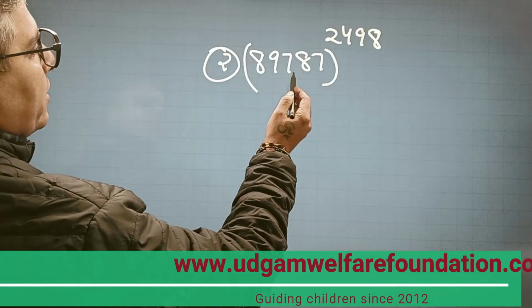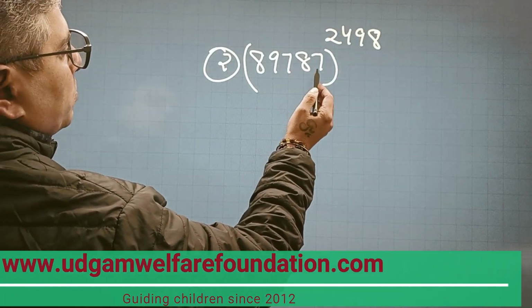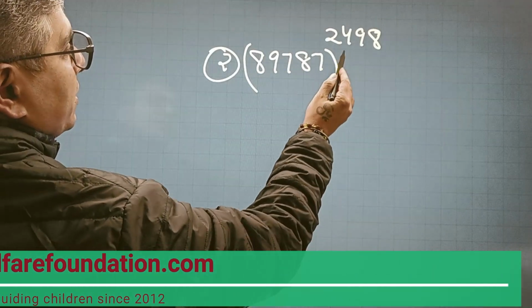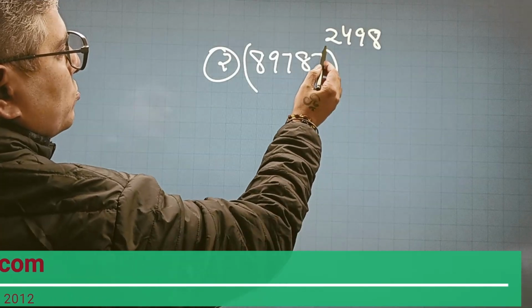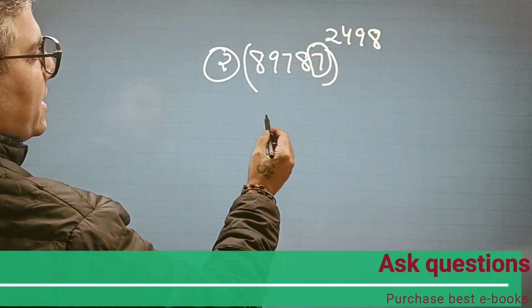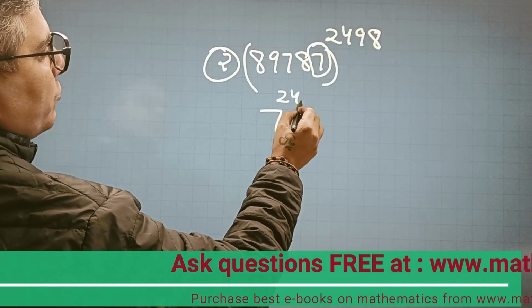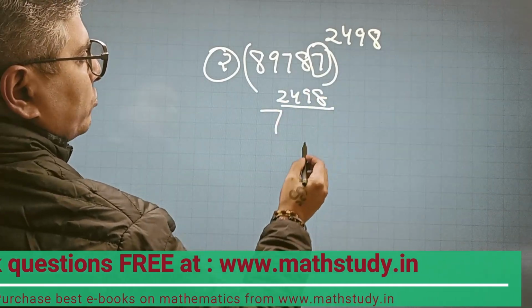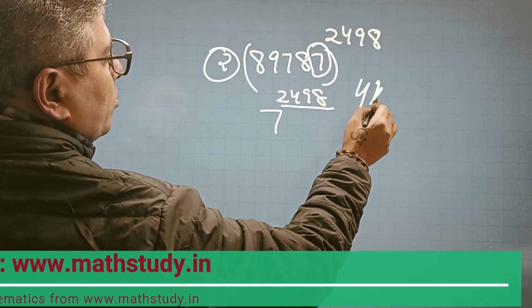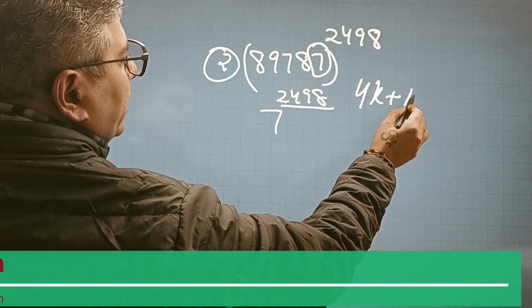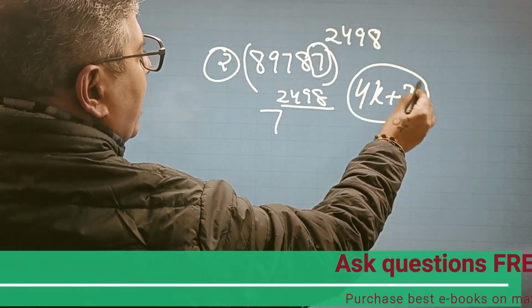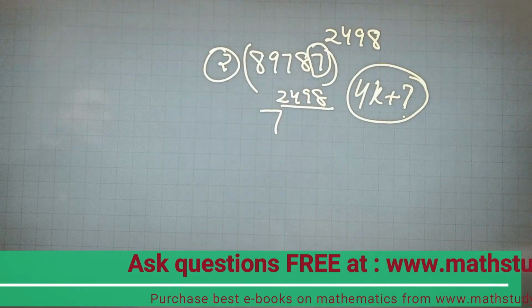Here we have to find what will be the digit at the unit place when we expand this number with this power. We have to focus on this number only, that is 7, so 7 raised to the power 2498. Again, we have to write it in the form we discussed earlier, 4k plus something. After getting this, we can easily solve it.